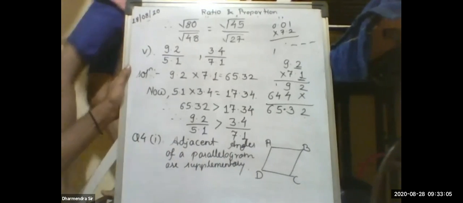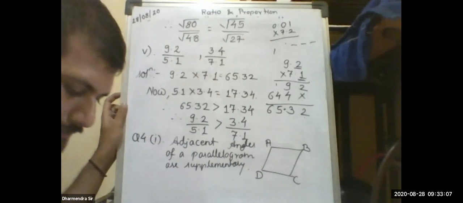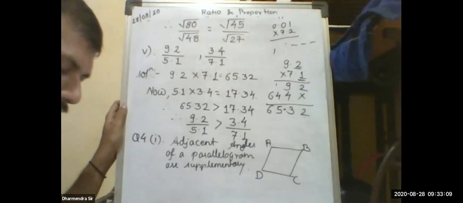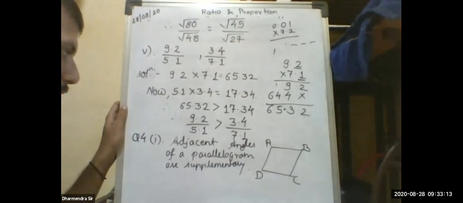Supplementary means 180 degrees. So as they have intentionally asked for angle A and B, we will talk about A and B. And also, as we have done in our first lecture, if two terms are in ratio, it means they have some common multiple. If we know that common multiple, well and good. In case we don't know the common multiple, we need to find it out.